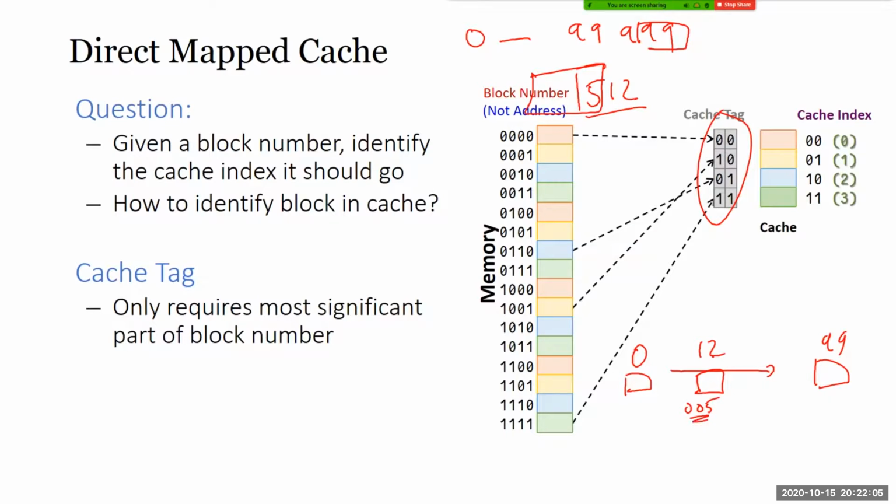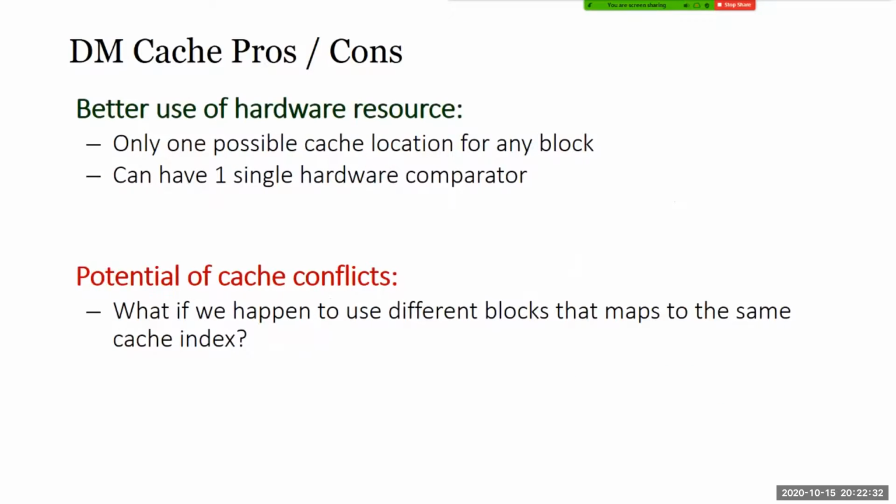Okay, so now I only need 3 digits in my cache tag, as opposed to a fully associative cache, where I need all 5 digits. So I can print a smaller label. I save space in my labels. My cache tag only requires the most significant part, basically the leftmost part of the block. Of course, everything you put in binary, you just use the position it is.